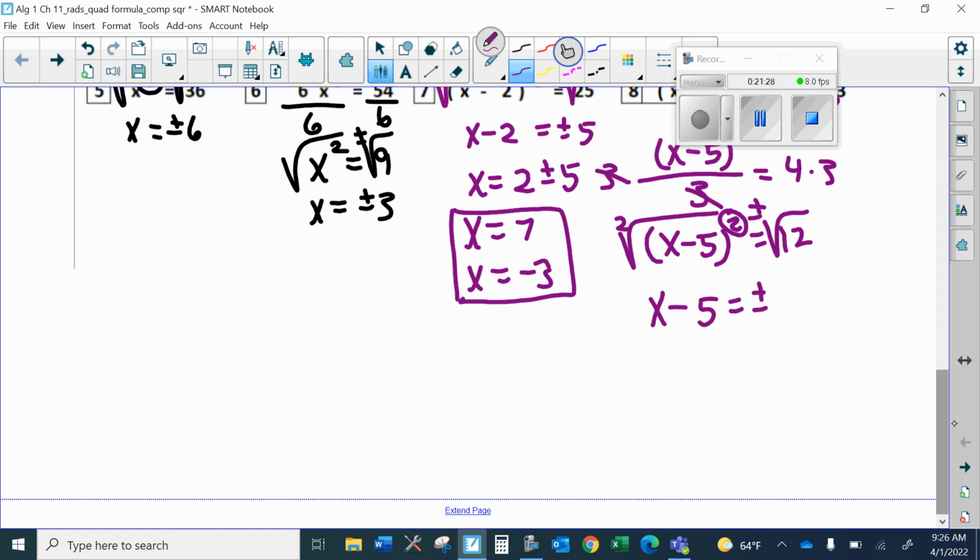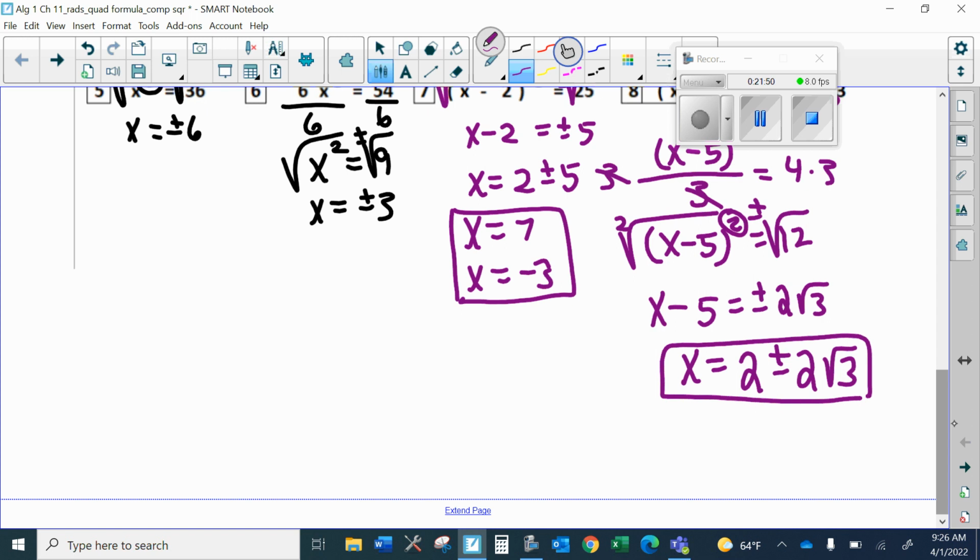Now notice root 12 reduces, simplifies. That's 4 times 3, so that's 2 root 3. You should be able to do that in your head. Okay, you must simplify this. And what's my last step now? Add that 5 across. Opposite of minus is plus, so I have 5 plus or minus 2 root 3. And there's my 2 answers.